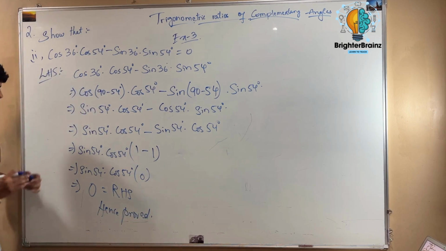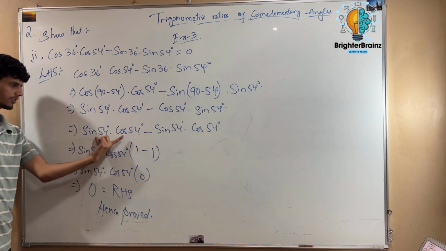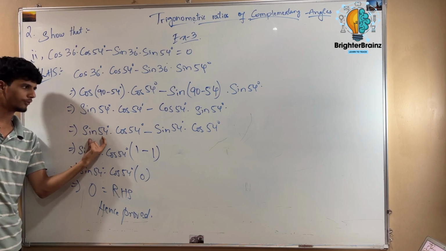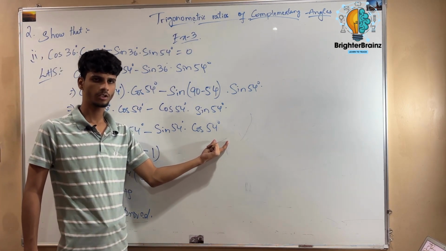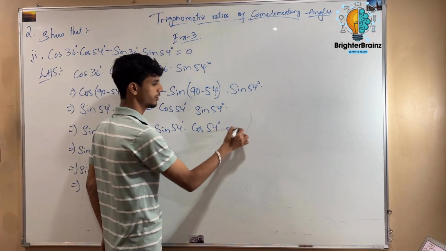Hence proved. Okay, so you can directly cancel here also. A minus a becomes 0. Here it's the same term, right? Sin 54 into cos 54. Even here also sin 54 into cos 54. Okay. If we subtract the same term, then it becomes 0 here directly.